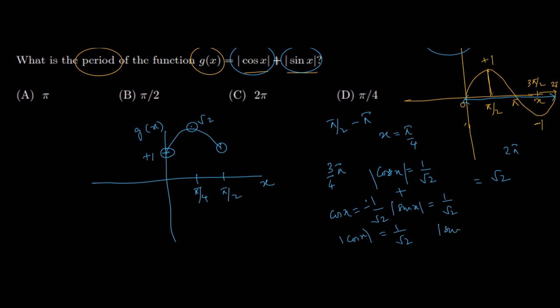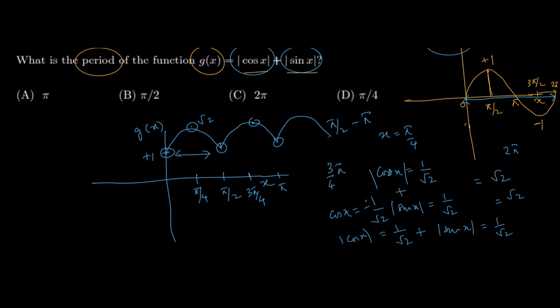Mod of sin x obviously in the second quadrant would be positive, that is 1 by root 2. So the function becomes root 2 again. So which means that at 3 pi by 4, this becomes root 2 again, and it will come back to plus 1 at pi, x equal to pi. So this pattern will keep repeating between every pi by 2 intervals.